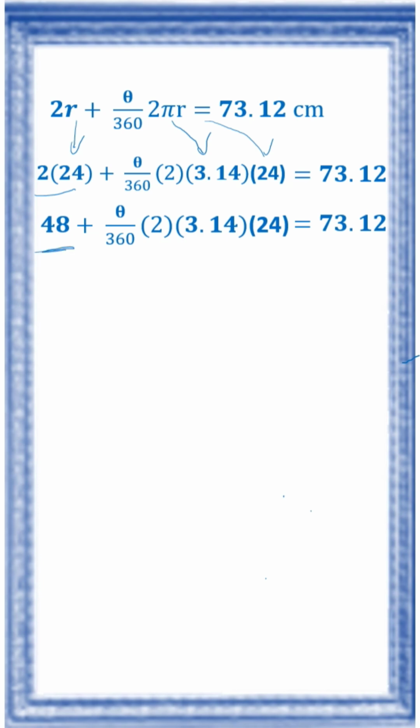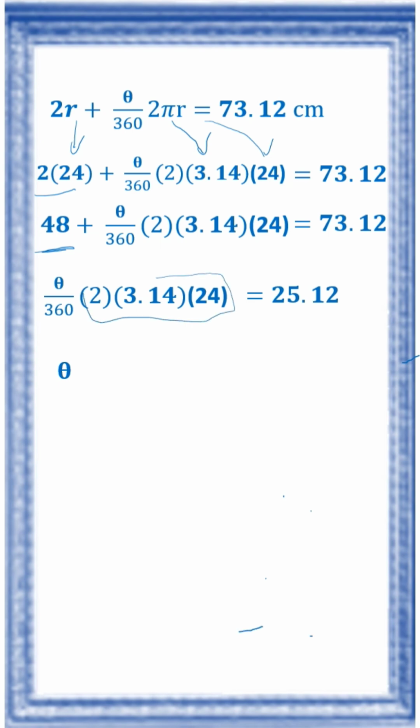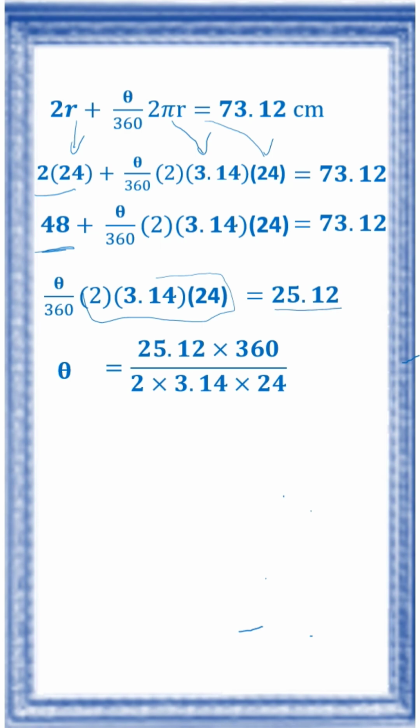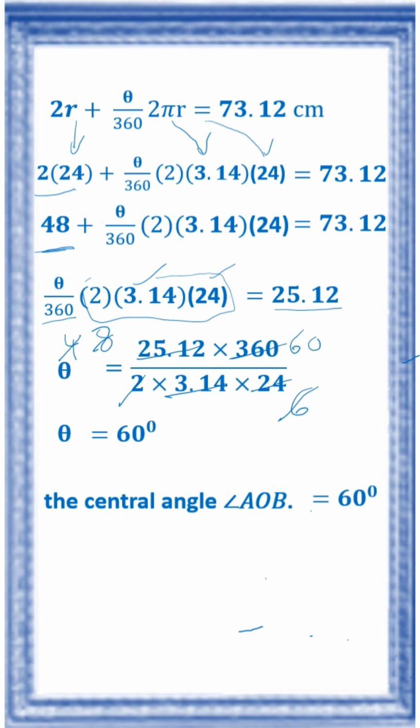is equal to 73.12. Now transpose 48 to this place. What will you get? 73.12 minus 48 is equal to 25.12. Now retain theta here. Transpose all other things to RHS. How will you do this? 25.12 into 360 upon 2 into 3.14 into 24. Here you can cut 3.14, 8s are 2 4s are 8, 4 1s are 4, 6 are 6, 60s are. So theta is equal to 60 degree. The central angle AOB is equal to 60 degree.